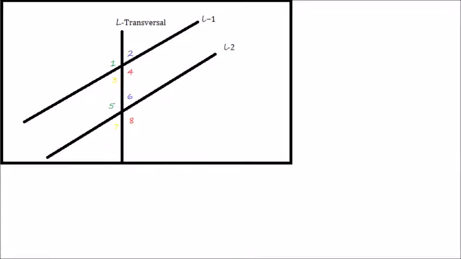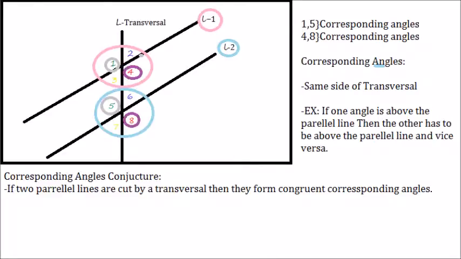So angles 1 and 5 can also be known as corresponding angles. These angles are pretty much in the same position. In other words, angle 1 is on the left of the transversal line, and so is angle 5. Angle 1 is above line 2, and also 5 is above line 2, so they're in the top left. The corresponding angles conjecture states that if two parallel lines are cut by a transversal line, then they form congruent corresponding angles.